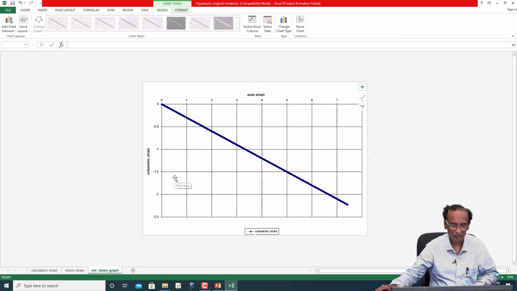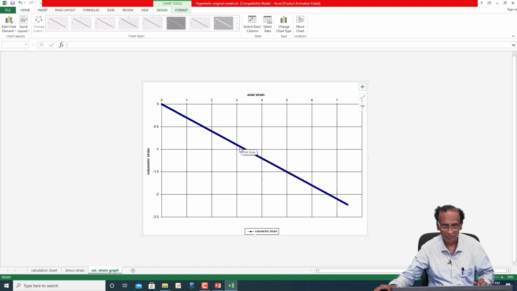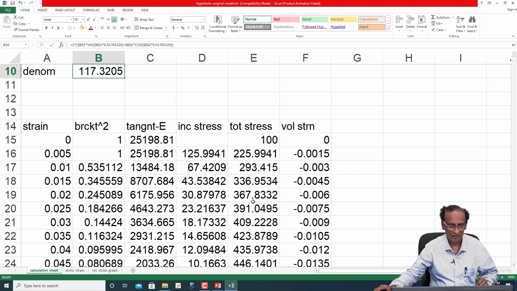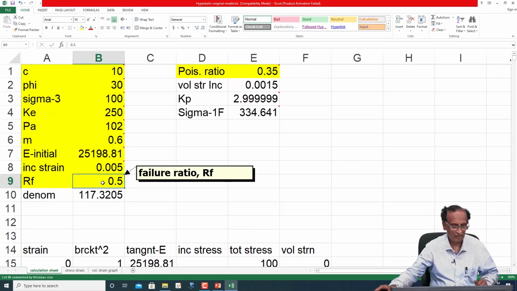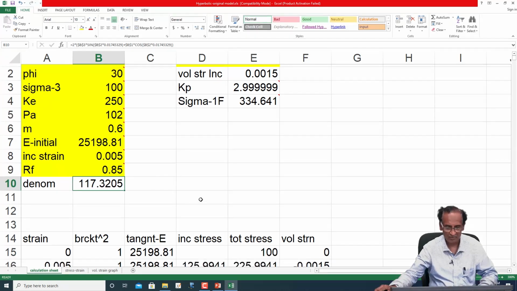Then if you look at the volumetric strain, the volumetric strain continues to increase. The soil continues to undergo volumetric compression with increasing axial strain, because your Poisson's ratio is constant and the slope is constant all through, even during the critical state. And that is what we see. This is all in the critical state. Let me put it to some reasonable value of about 0.85.